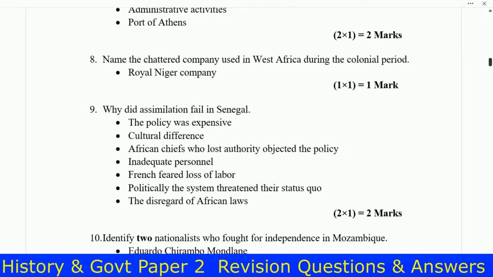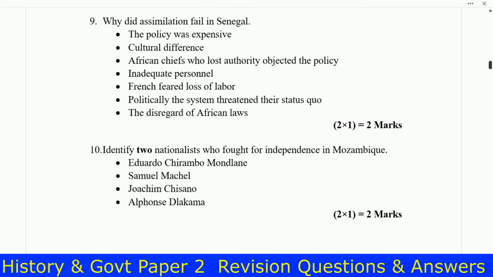Name the chartered company used in West Africa during the colonial period. That one is Royal Niger Company. Number 9, why did assimilation fail in Senegal? This question they keep on repeating.